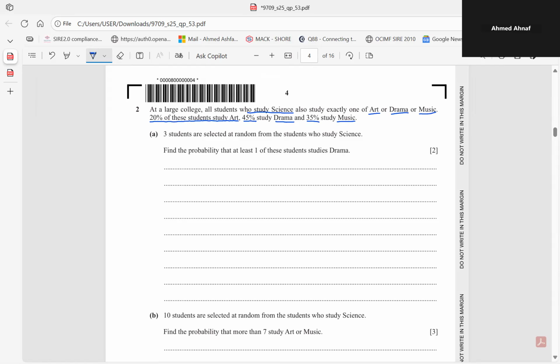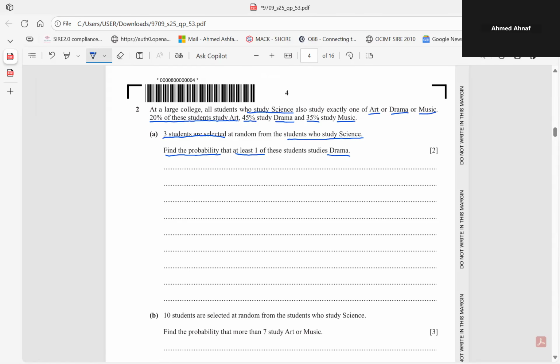And for the first part, we're told that 3 students are selected at random from the students who study science. So the students who study science are our population, and we select 3 students out of the entire population. And we have to find the probability that at least one of these students studies drama.